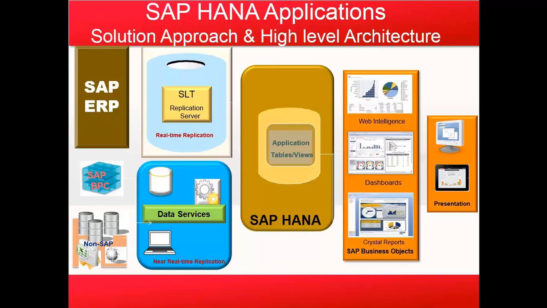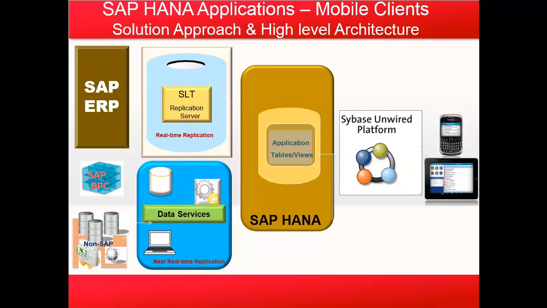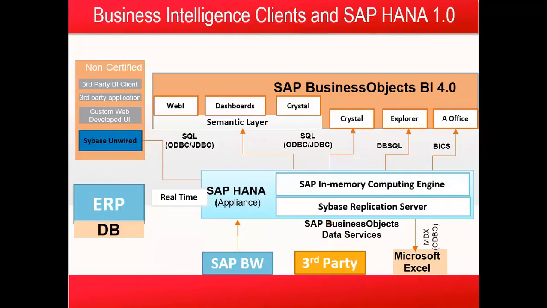Here you can see that at the heart of it is the SAP HANA system. Then we have the SLT replication server, data services, and SAP ERP. On the right side you can see the reporting product suite, which is Webi, and could be Dashboard or Crystal Reports. So this is a typical solution approach from a high level. Then for the mobile client, the approach could be that on the right side SAP HANA connects to SAP's Sybase Unwired Platform and can connect to the mobile devices.